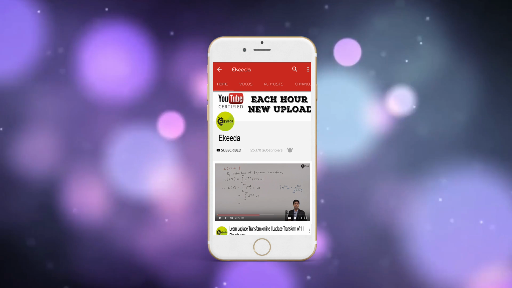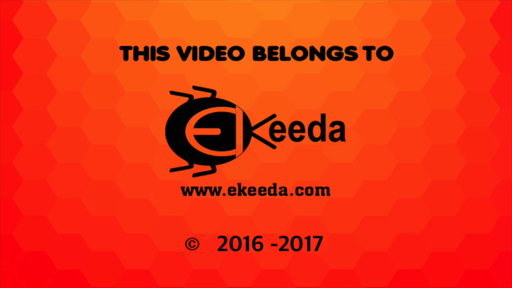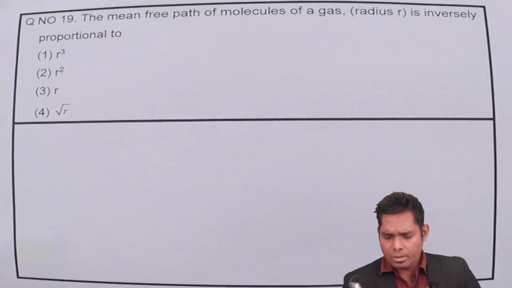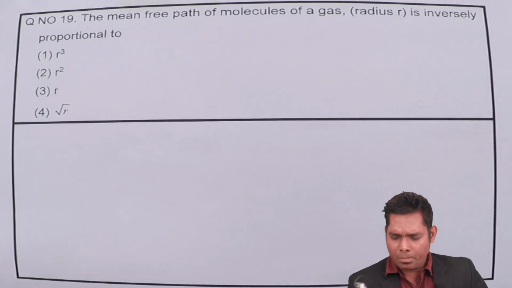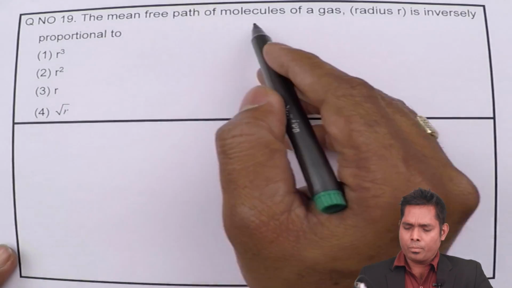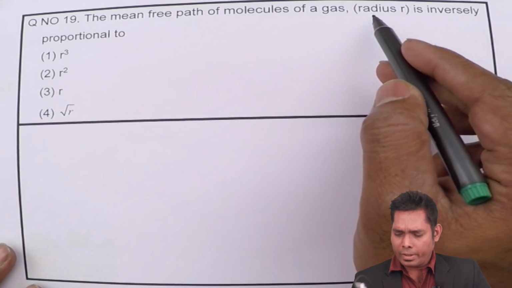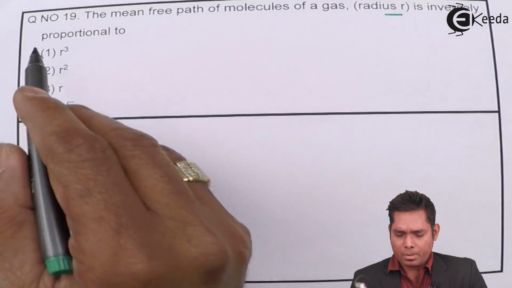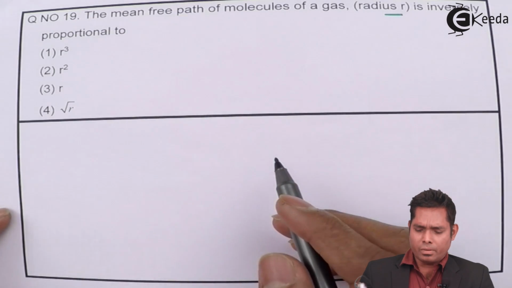Hello students, let us solve the next question. Question number 19, NEET Physics paper 2014. Students, let us solve the question number 19. It is about the mean free path of molecules of a gas. The mean free path of molecules of gas of radius r, each molecule is having radius r, is inversely proportional to. It is a very simple question.